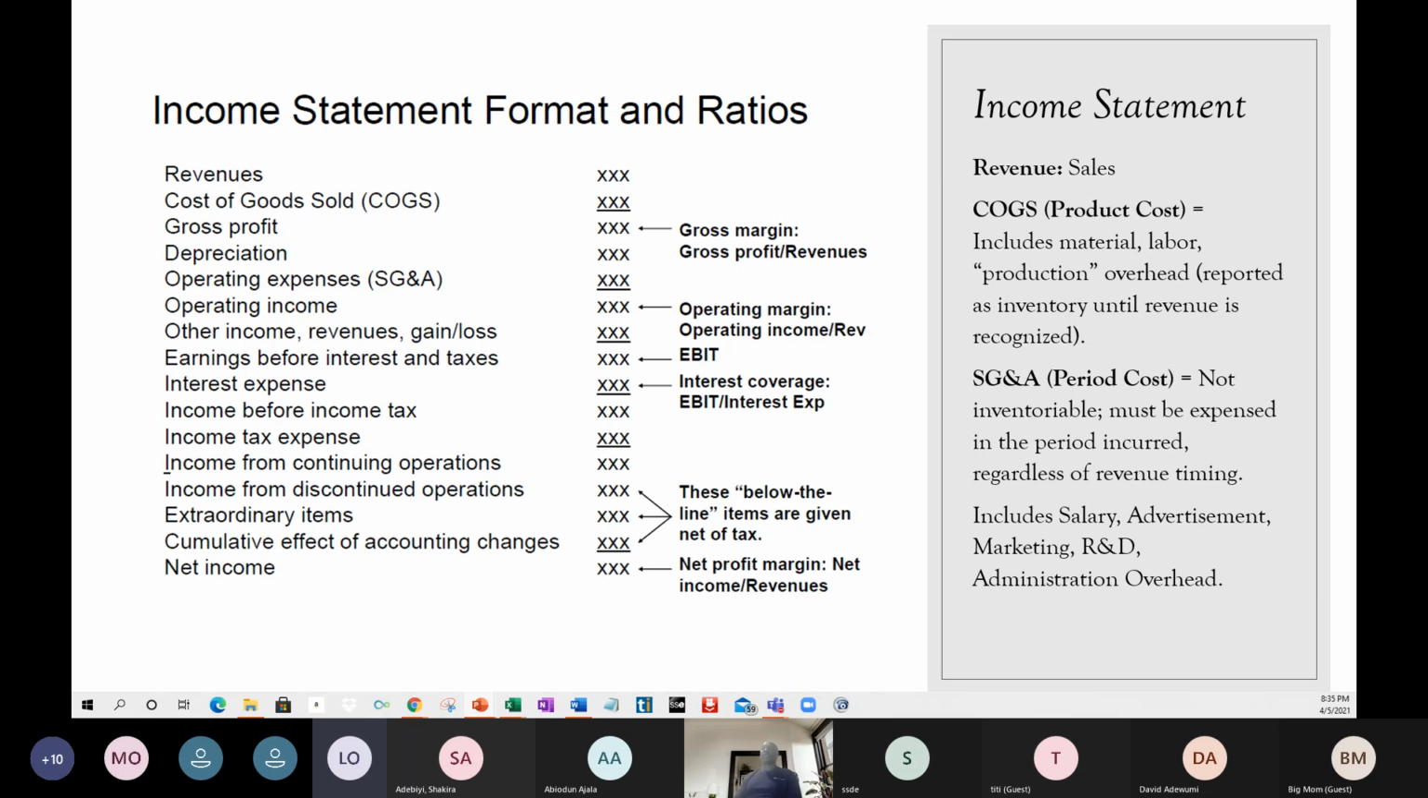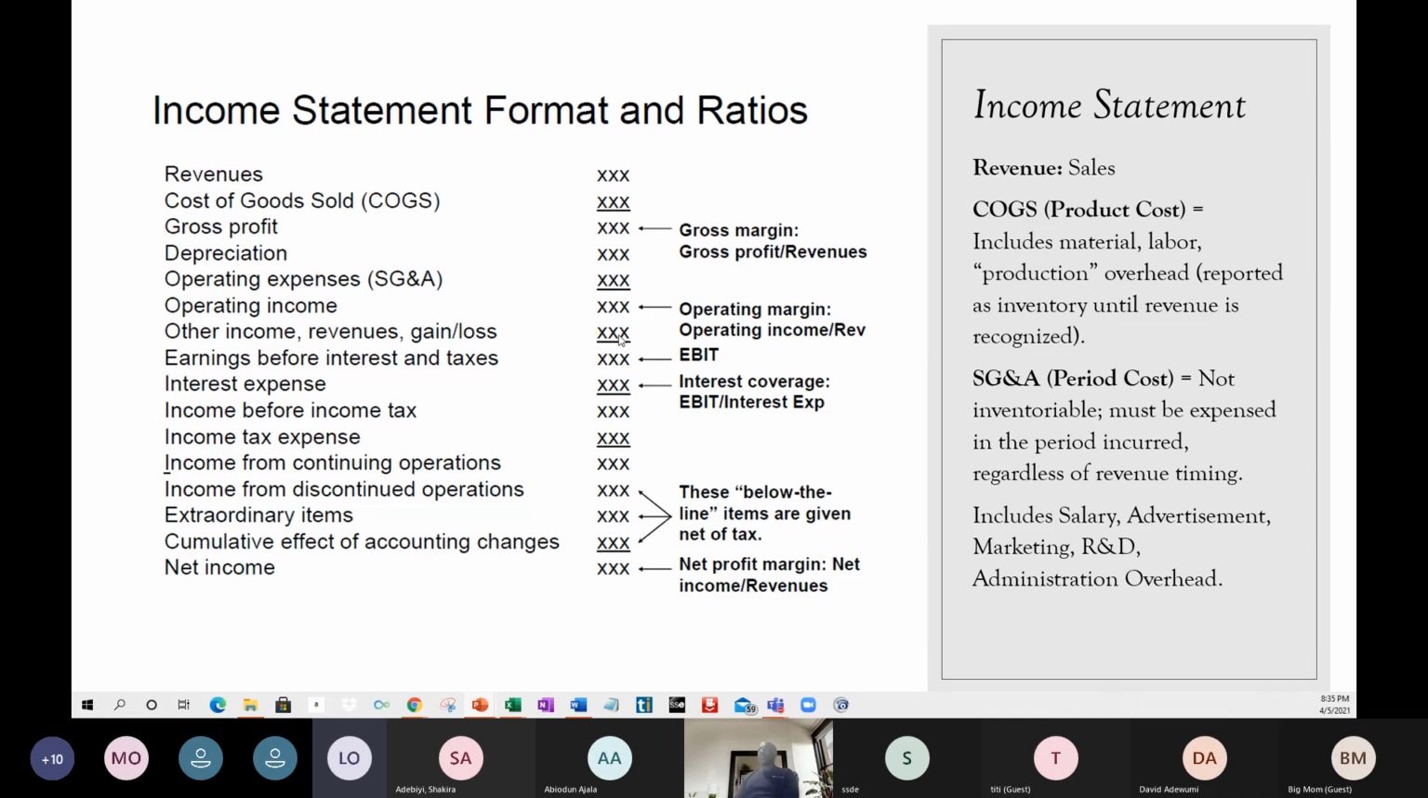So they still need to spend that money, but that money cannot be tied to one product. It's going to be tied to many products over time. Those are SG&A. Okay, and again, operating margin is operating income divided by total sales or revenue.